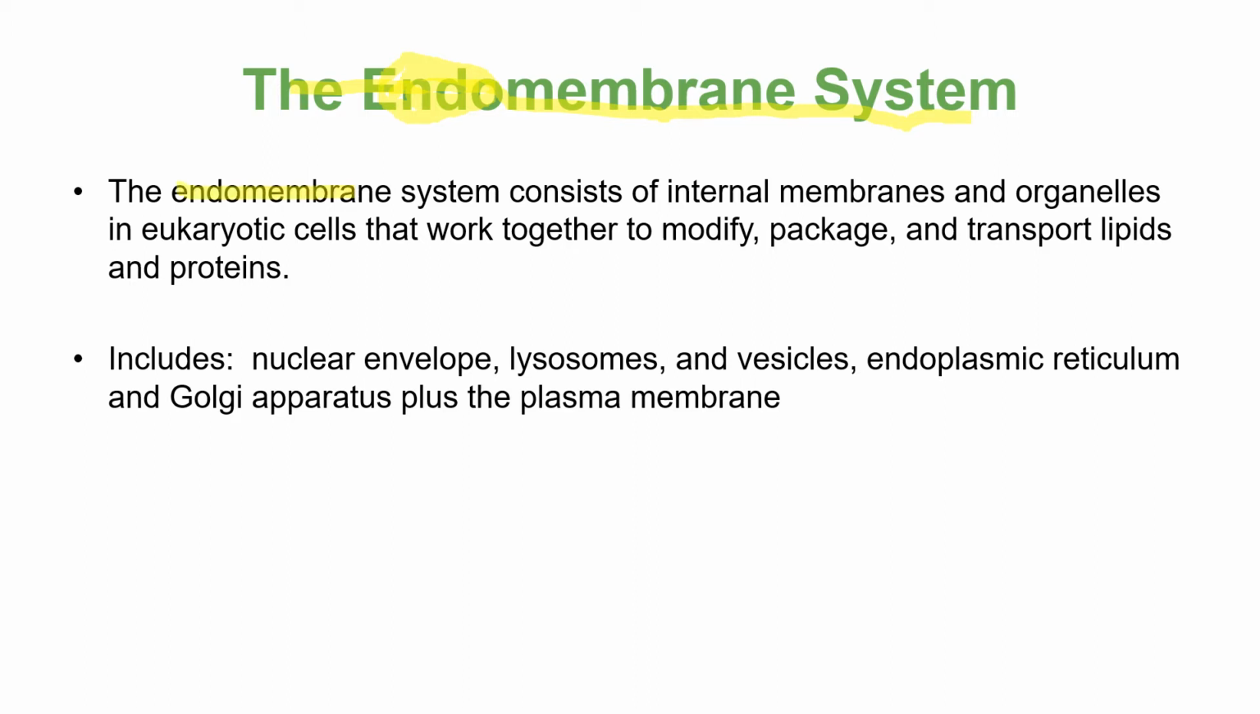So that endomembrane system consists of internal membranes and organelles in eukaryotic cells. They work together to modify, package, and transport lipids and proteins. Included in this system are the nuclear envelope, lysosomes, vesicles, endoplasmic reticulum, and the Golgi apparatus. Now they're including the plasma membrane, but we'll talk about that separately.